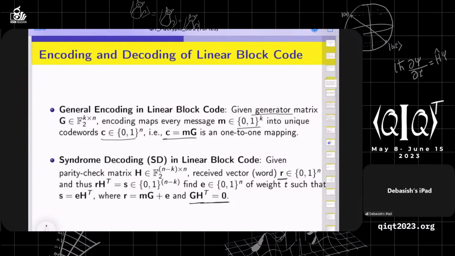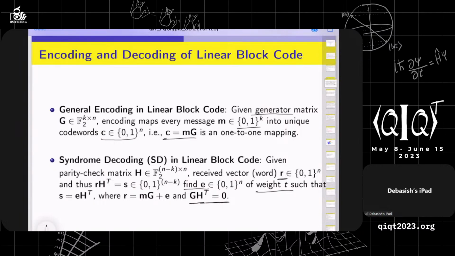R is the received word. This R will be multiplied with H transpose, which gives the syndrome. Basically you have to find the error E of weight T. If the weight of the error is greater than T, you will not be able to decode properly. That's why we are limiting the error weight to T, because my code is able to decode up to T errors. As I told, it is not that any number of errors can be decoded. There's a limit to decoding, so I am limiting the weight of the error.